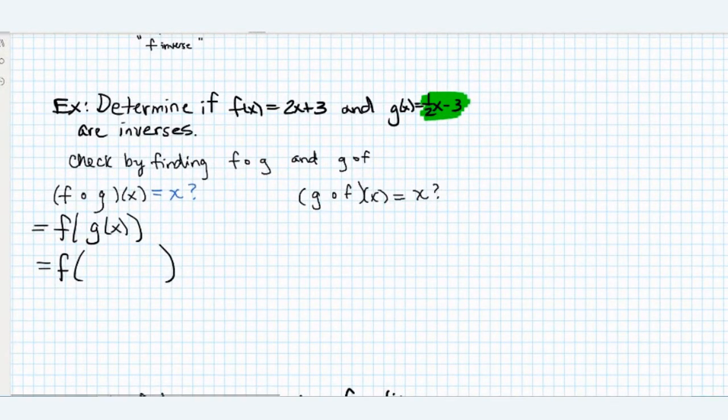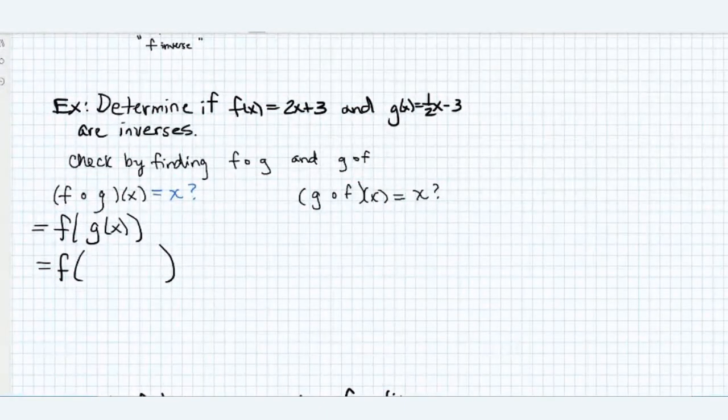Oh, by the way, you might want to kind of eyeball these two functions and see if you think they might be inverses. Remember, inverses do opposite operations. So like here, f is multiplying 2 times x and then adding 3 to it, and g is taking half of x and subtracting 3. So it's reasonable to think these might be inverses because they appear to have opposite operations. Opposite of doubling something is taking half, and opposite of adding 3 to something is subtracting 3.